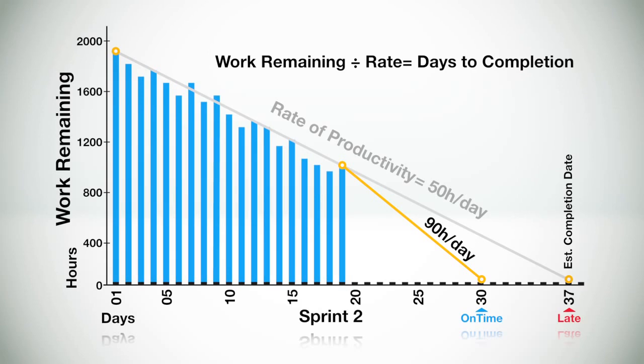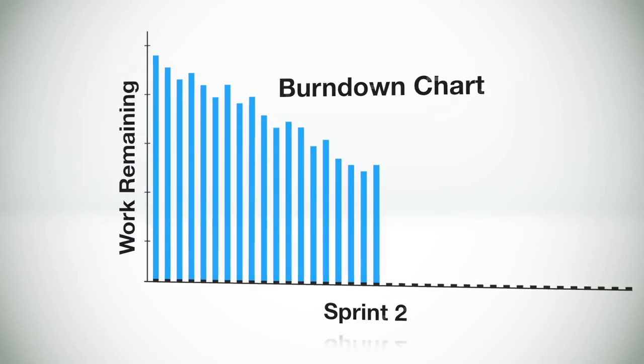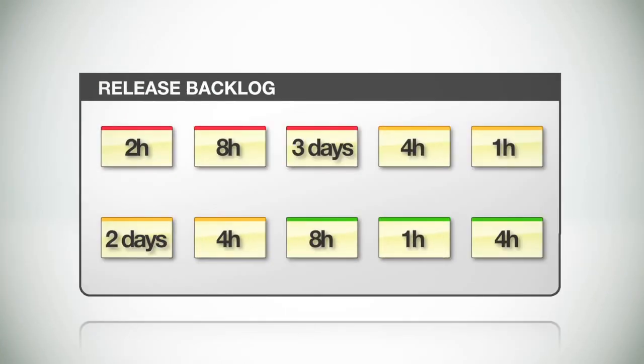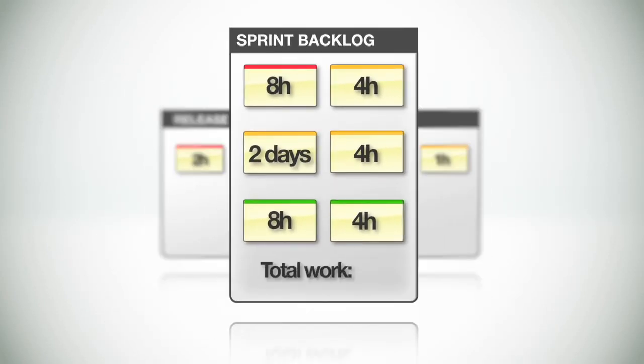So let's talk a little about where the data for this incredibly useful burn down chart comes from. As you recall, part of the release planning process was to create an estimate for each user story in the release backlog. The collection of these estimates for a given sprint represents the total amount of work that must be done to complete that sprint.